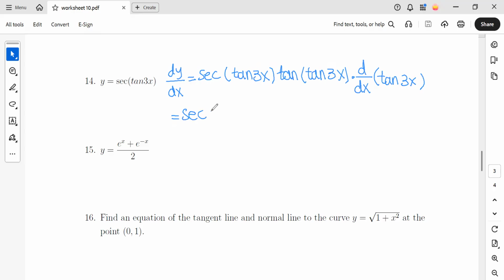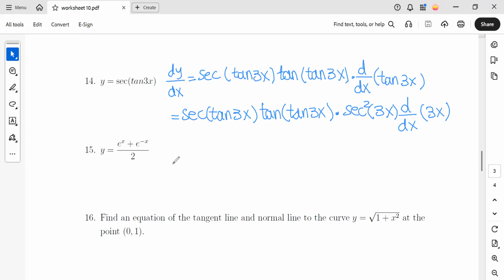So secant tan 3x times tan of tan 3x will be rewritten here, and the derivative of tan 3x is secant squared of whatever you have times the derivative of the inside, which is 3x. So we know that the derivative of 3x is 3. We would write the number here as a coefficient, and the rest will be rewritten as the final answer.